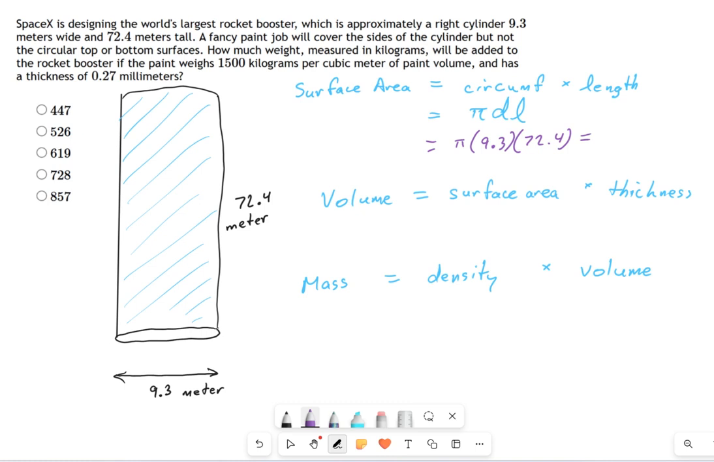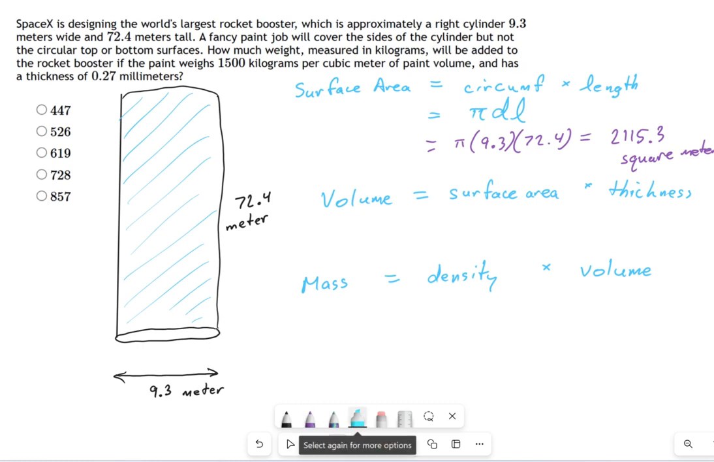Not too bad. And according to a helpful calculator, that is going to be pi times 9.3 times 72.4, which is kind of big, 2,115, I'm going to say 0.3. We've got to round it somewhere. So we're going to say 2,115.3, and the units on this will be square meters, because we did multiply meters by meters. Now, what's volume?